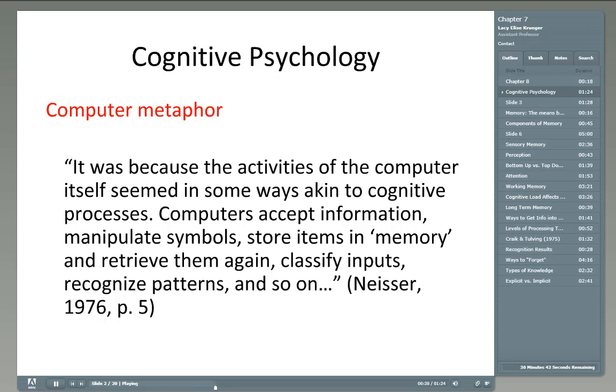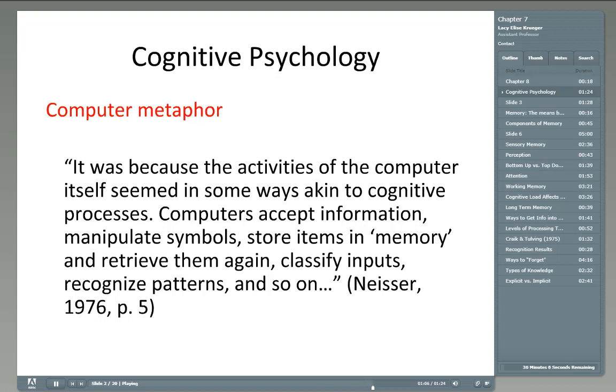And cognitive psychology largely got its start through a computer metaphor, the way that people were thinking about our internal thought processes. So they said, yes, you can study how people think, even though, again, we couldn't directly observe, for example, how someone thinks, or maybe we might not even agree upon sometimes how people are thinking, at least the theory behind it. But with this computer metaphor, Neisser has said it was because the activities of the computer itself seem in some ways akin to cognitive processes.